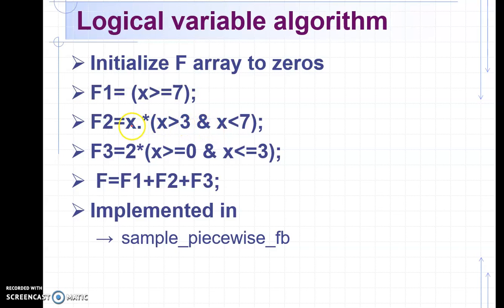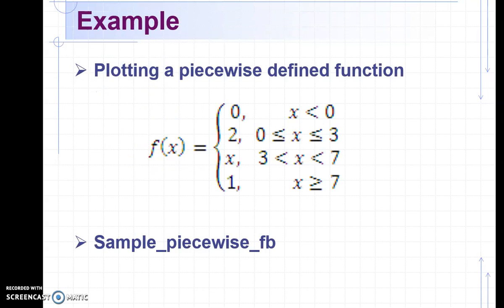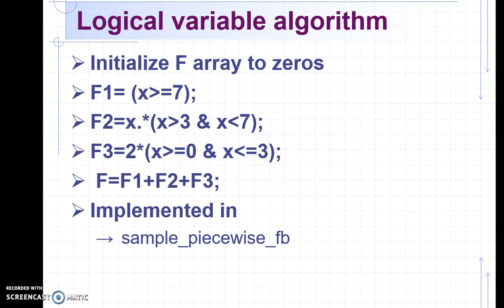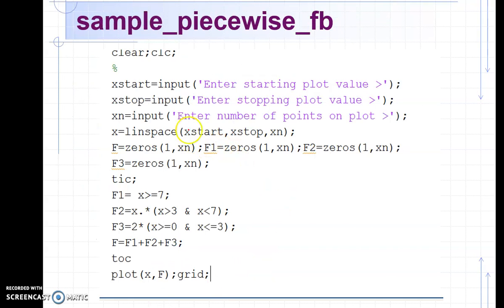And if I want, since it's a piecewise defined function, let's go back. There it was. See, between 0 and 3, I want it to be a 2, so I multiply. If it's 3 to 7, I want it to be x, so I multiply by x. Oh, going the wrong way. So if it's between 0 and 3, I multiply by 2, and 3 and 7. Again, that's implemented in that code. Here's our code.